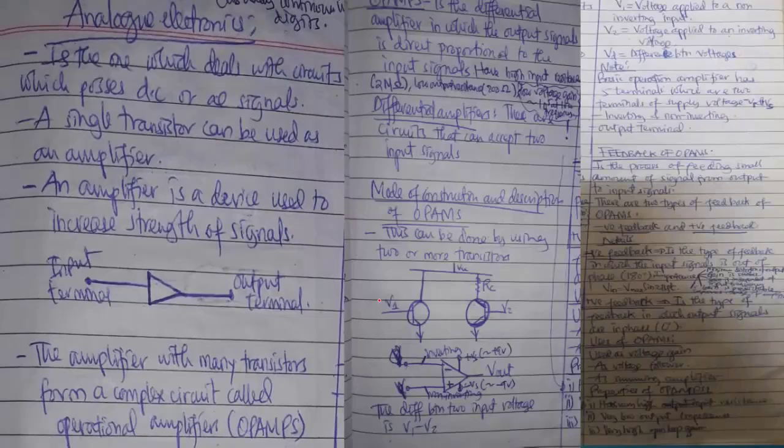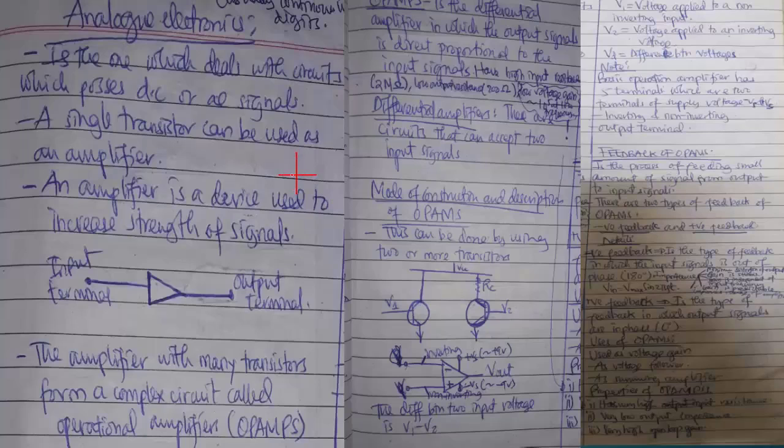So the last part ambayo tunasoma ni analog electronics. Kama nilielezea kwenye last lesson, digital electronics ni pale ambapo unakuwa na transfer of signal in terms of 0 or 1, hamna intermediates, sawa.